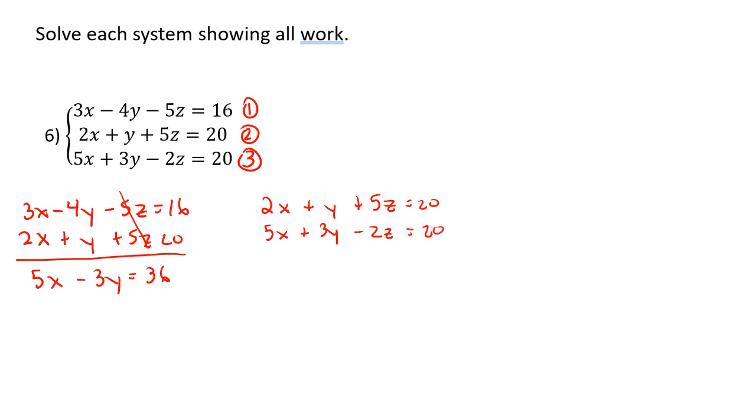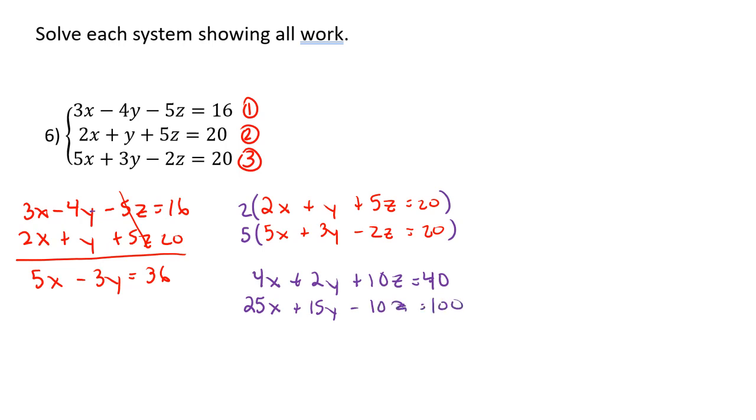Now we can see that 5z and 2z, 2 can't multiply to make us a 5, so we're going to have to multiply twice. I'll multiply the top equation by 2, multiply the bottom equation by 5. So I'll have 4x plus 2y plus 10z equals 40. The second equation, 25x plus 15y minus 10z equals 100. So here the z's are going to cancel out, so I have 29x plus 17y equals 140.